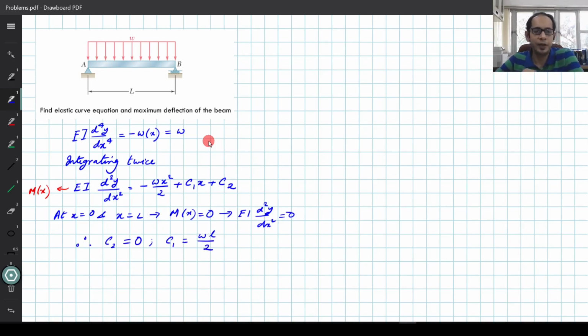So now that we have evaluated these two constants, C1 and C2, we can go back and plug that in this equation over here. So now we'll have EI d²y/dx² equals to minus wx²/2 plus wLx/2 plus 0. So let's go ahead and write that.